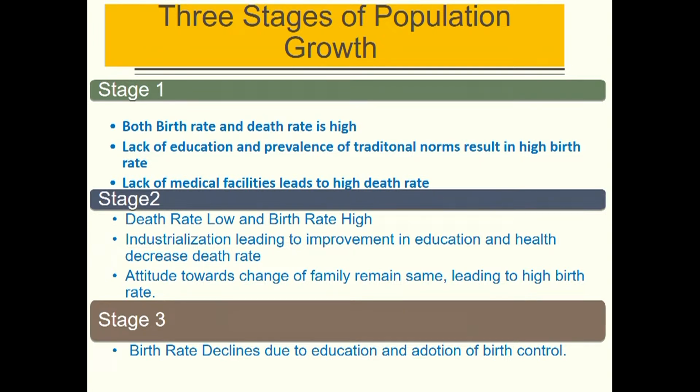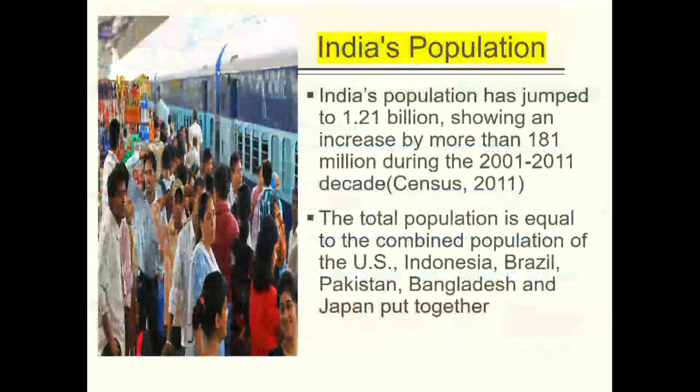If we talk about stage 2, here death rate is very low and birth rate is very high. Because of industrialization, there is also improvement in education and health. So therefore there is a decrease in death rate. And similarly, attitude towards change of family remains the same, leading to high birth rate. And in stage 3, birth rate declines due to education and adoption of birth control. So there are 3 different stages of population growth.